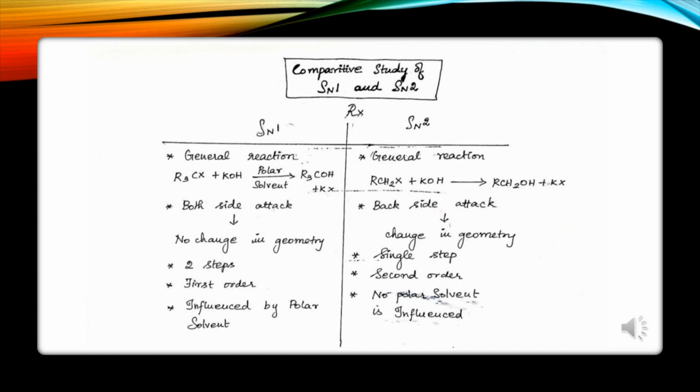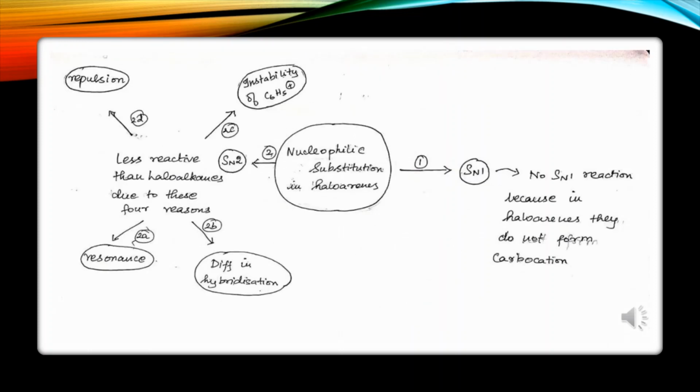The next point: SN1 reaction is influenced by polar solvent. In SN2 reaction, no polar solvent influence. Nucleophilic substitution in haloarenes. SN1 reaction has no possibility in haloarenes because they do not form carbocation.